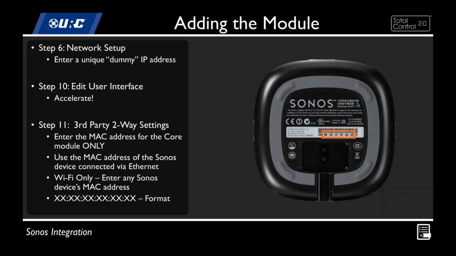If you're unfamiliar with where to locate the MAC address for your Sonos player, you can always find it on the bottom side of your Sonos device. So as we see on the image to the right, that's the underside of a Sonos Play 1, and we can see that the MAC address has been highlighted in that orange box.